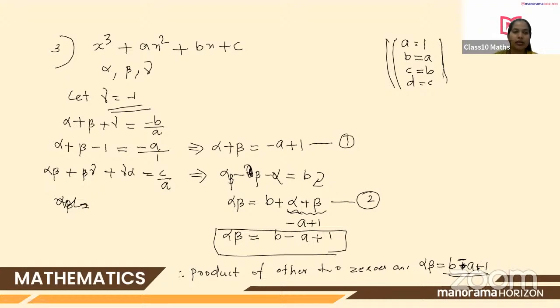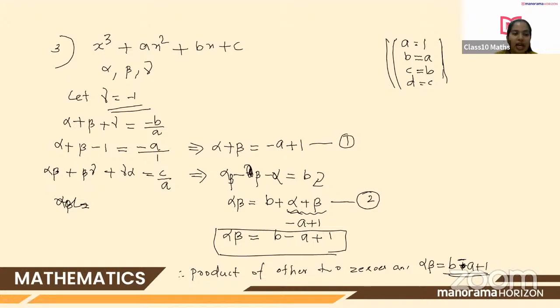Any doubts? So we have a cubic polynomial here, and one of the zeros is given. We take it as gamma. Gamma is equal to -1, and we have the relation alpha plus beta plus gamma is equal to minus b by a. Here b is a and a is 1. Substitute the values. Then we get alpha plus beta minus 1, that is gamma is -1, is equal to minus a. And from that we get alpha plus beta is equal to minus a plus 1.